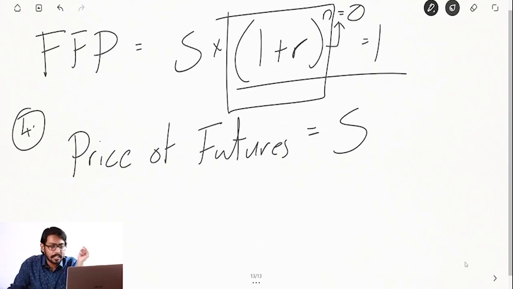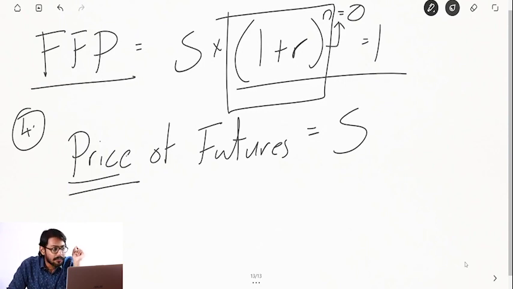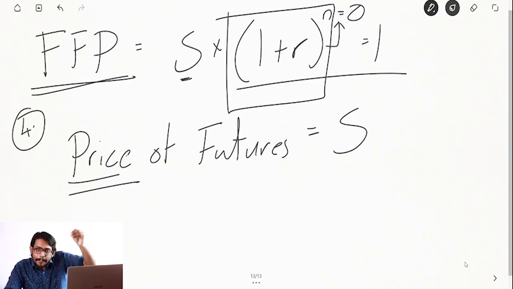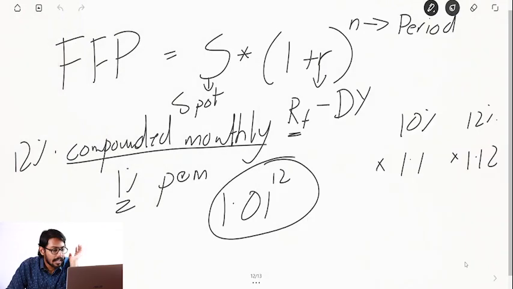Point number three, what is the price of that contract? What is the price of futures? Fair future price. The actual price might vary; we'll discuss that when we come to the problem. The fair future price, FFP, equals spot price, the market price of the underlying asset today, into 1 plus R raised to N. FFP equals S into (1 plus R) raised to N.